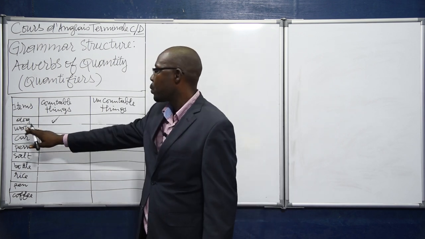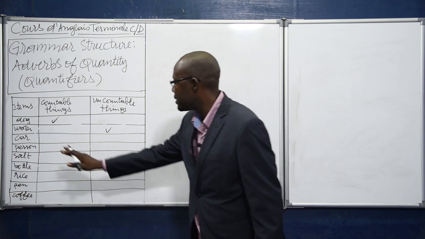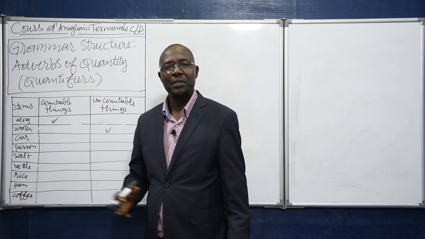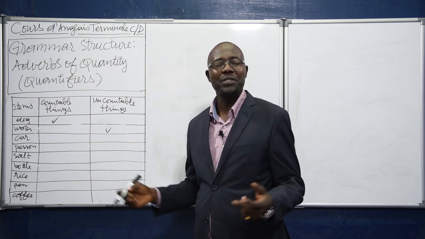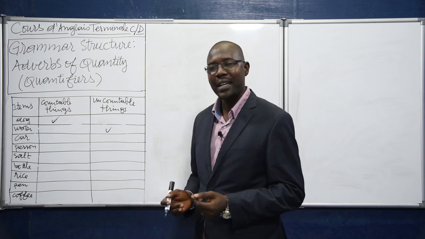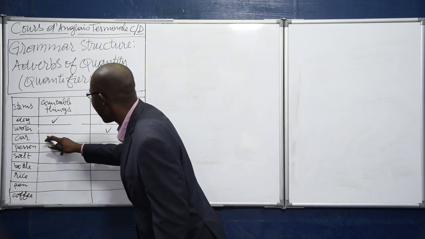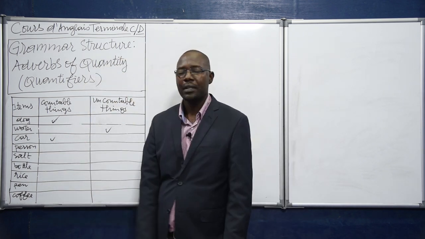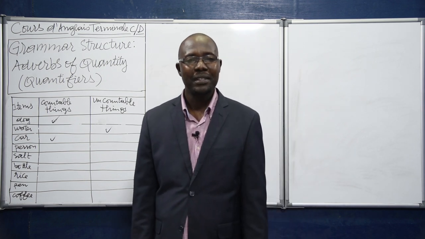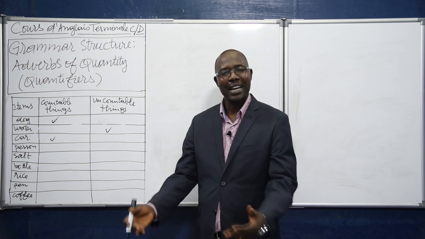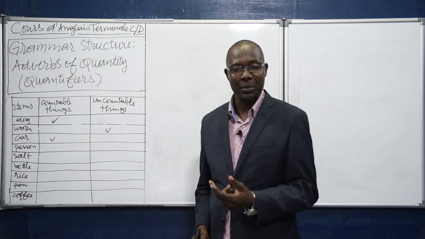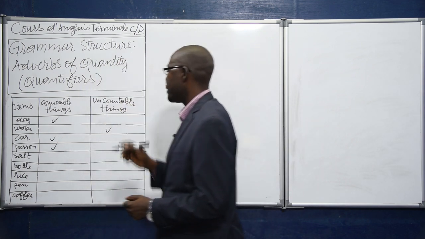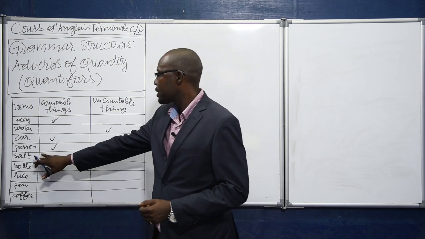The third one is car. What about car? Yes. We can say one car, two cars, three cars. So it means that we can count them. So in car, we tick here. We come down to person. Can we count the number of persons? Yes. In the classroom, we can count one pupil, two pupils, three pupils, and so on. It means that we can count persons. So we tick here.